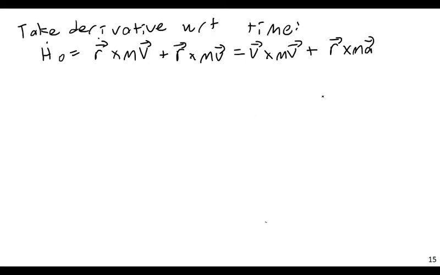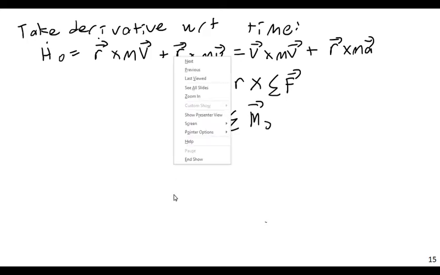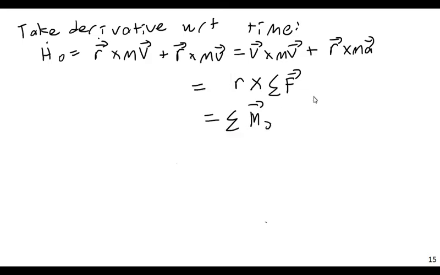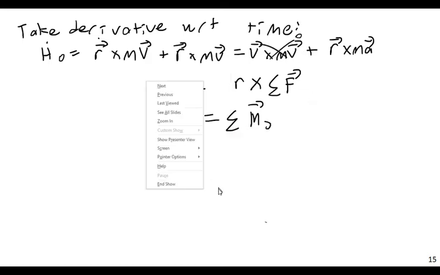However, this can be thought of as simply being equal to r. If this is just a sum of forces here, this can be equal to r crossed into the sum of force vectors, or better yet, I can think of this as just the summation of moments. Is that because v cross v is 0? Yes. Because v cross v is 0, this thing is going to go to 0.